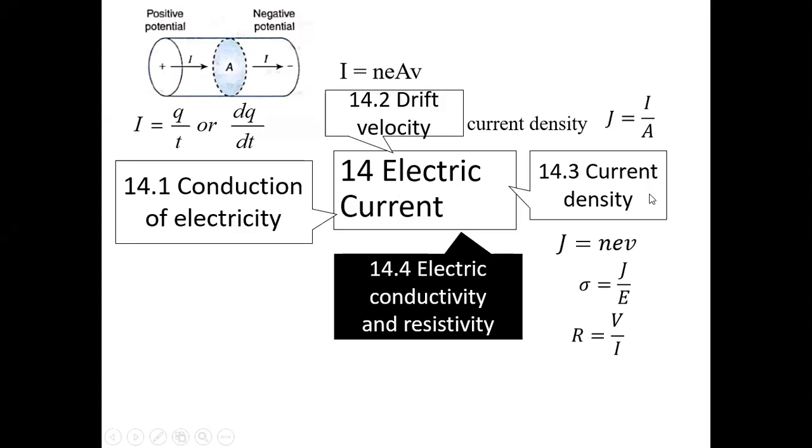Now under current density, we define our current density as current divided by cross-sectional area. And from that equation, we derive our nev. Then we define a new term. Our conductivity is J divided by E. And you can roughly think of it as like resistance is the ratio of V over I. This is why we will introduce this topic, electric conductivity and resistivity.